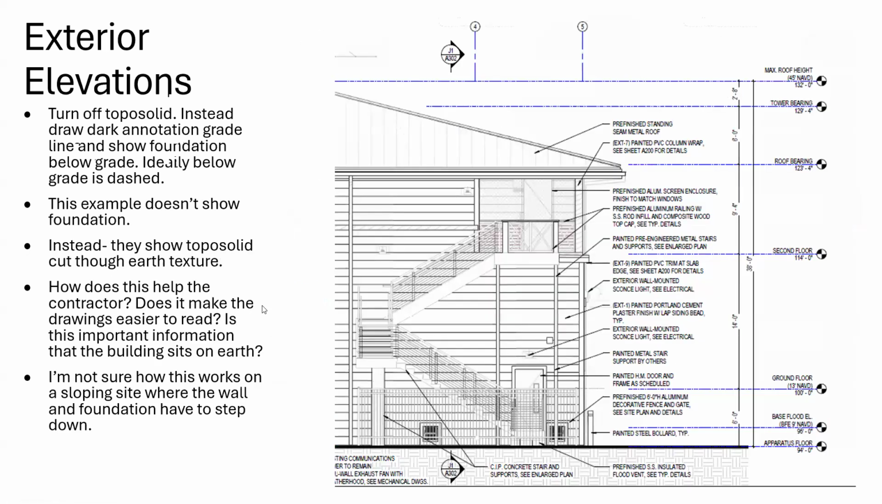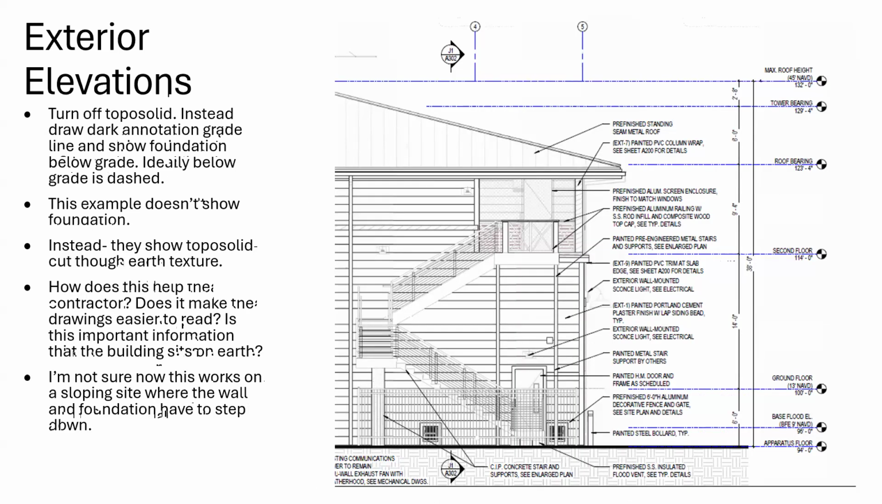So I'm going to talk a little bit on this one. They show the topo solid cut through the earth section. So does this help the contractor? Does it help the contractor to know that there's earth beneath the surface of the earth? No, I'd much rather know where my foundation was. Any idiot should know that when I stand on earth, below me is going to be more earth, right? I don't need to have 6,000 little hatch marks on there showing me that I have dirt below the ground line. I'd much rather know what my foundation is doing below the ground line. So I don't think this is the right way to do drawings.